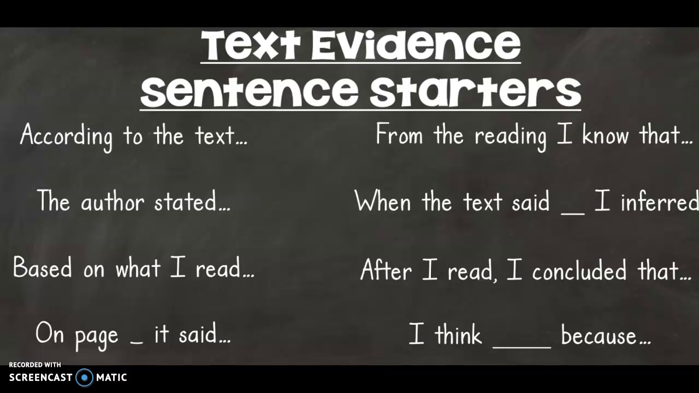The two that I'm going to require you to use the most are going to be these first two: according to the text and the author stated. These are probably the two most important ones, so make sure you pay attention to this. The rest of these ones have the word I in them, and I don't like using the pronoun I when we're talking about writing information, because it's not about you, it's actually just about that information. So pay attention to these two right here, according to the text and the author stated. Those are going to begin your textual evidence.